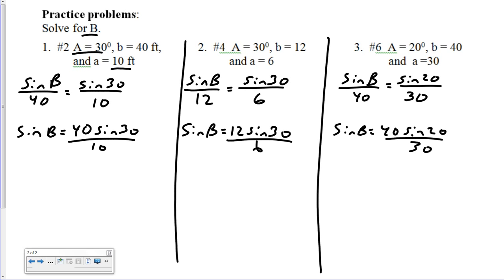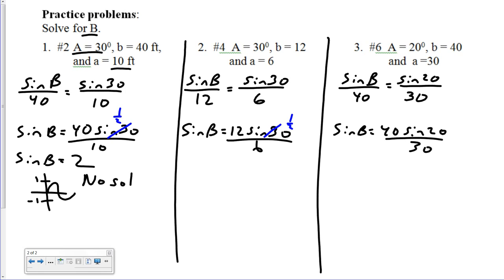In these first 2 cases, I can pretty much do that quickly without using a calculator because I know the sine of 30 is 1/2. Which means that my sine B here is going to end up as 2. 40 times 1/2 is 20, divided by 10 is 2. Which means there is no solution because, again, you're looking at 1 to -1. And it's outside of that range of answers, which means there's no angle that can yield a 2 for the sine of B. So this would be no solution.